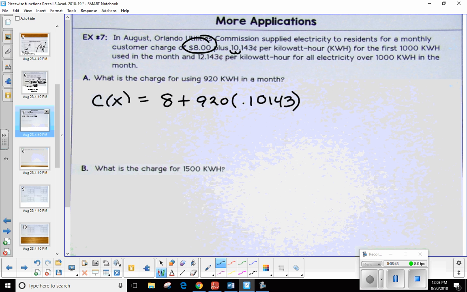Yes? Would it work if you just multiplied it by 10.143 and divided by 100? Oh yeah, because if you divide by 100, that's going to move it over. So if you remember to divide by 100 at the end, you could use the value they have there. Yes. Okay, so either way, Angel's absolutely right.